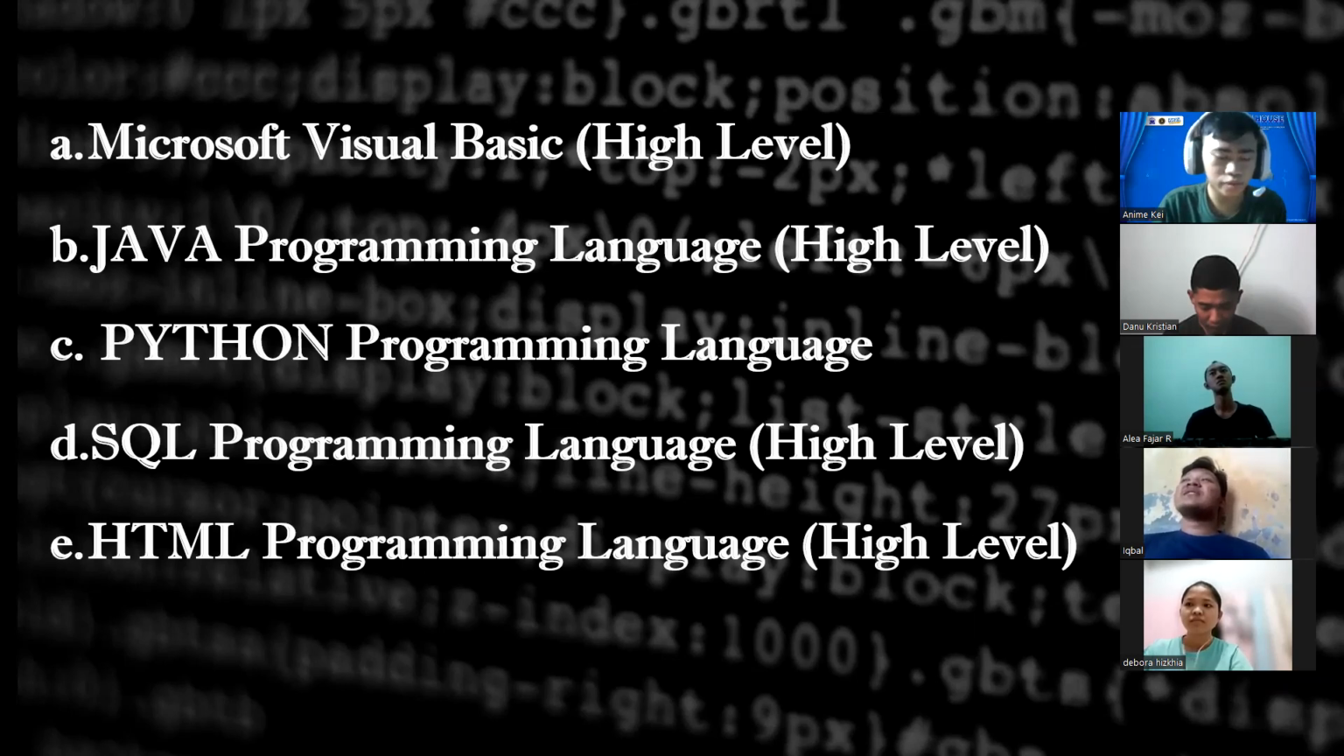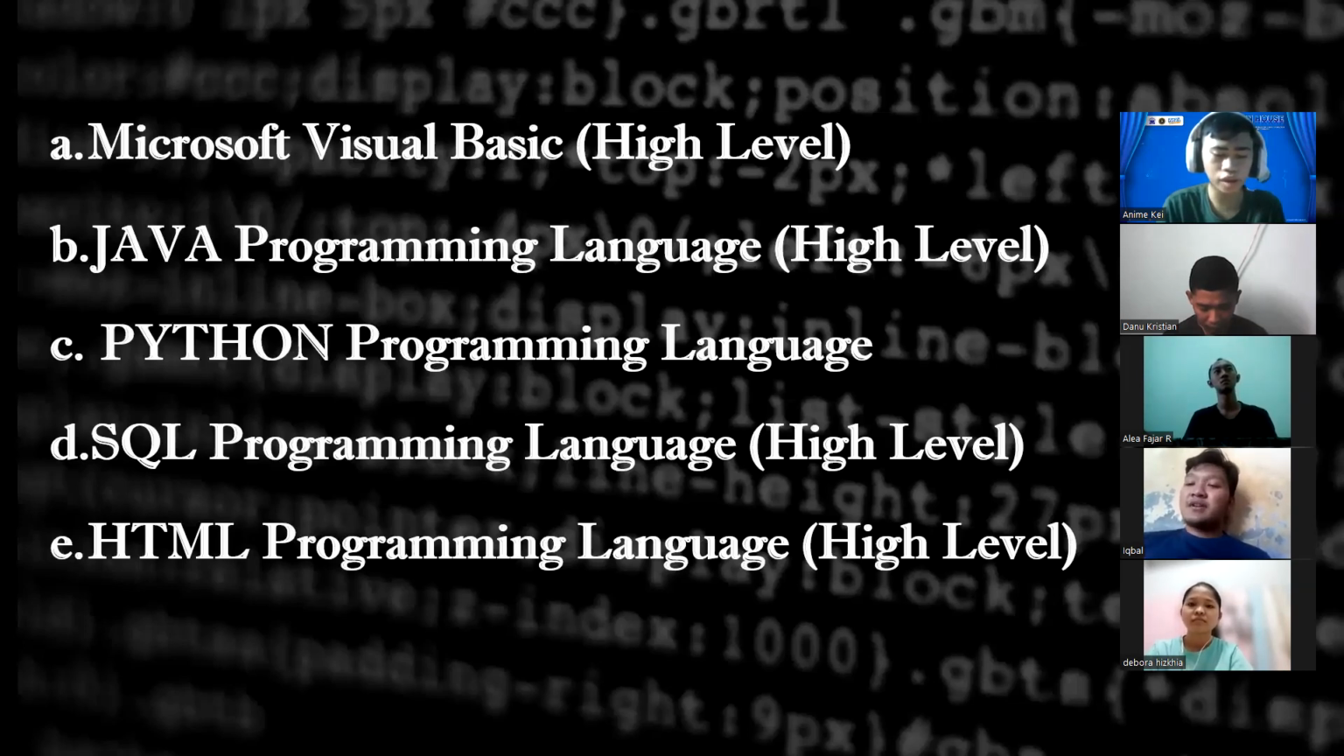Second is the Java programming language. Java is a programming language that can run on many computers and mobile phones. C. Python programming language. The Python programming language is used for various kinds of software development needs, and this language can also be run on various operating system platforms, such as Windows, Linux, Apple, and others.